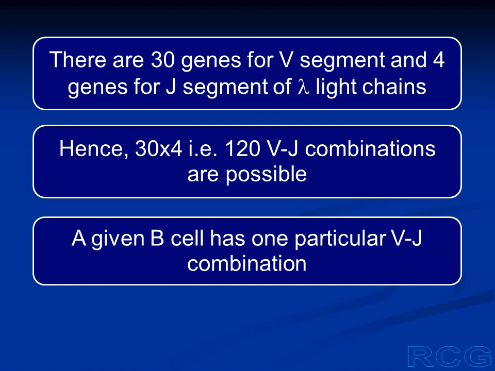And as we have seen, these V and J segments encode the variable region. So 120 different variable regions of lambda light chains can be formed. But in a given B cell, there is only one particular VJ combination. So only one particular variable region.